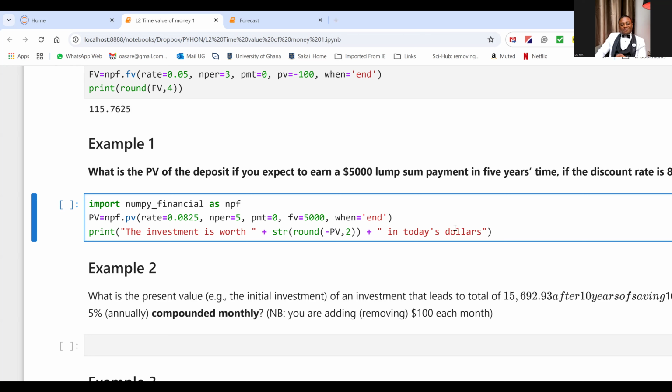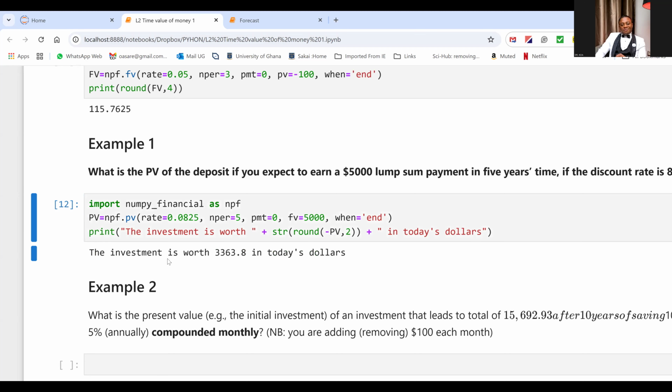And then once you execute it, let me run it. It says that the investment is worth $3,363.8 in today's dollars. So that 5,000 is worth 3,300 today. That is the present value of this. These are basic things that I'm using to wow you. As we go further, things are going to be much more interesting. So it's very important that you're understanding the basic stuff as we go. Now let's do one more. Example is more efficacious than precept. So let's do one more.